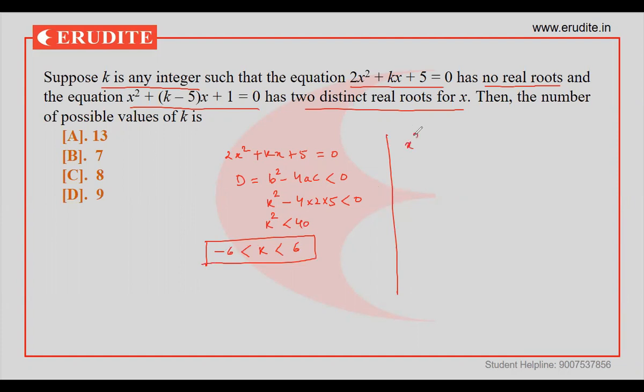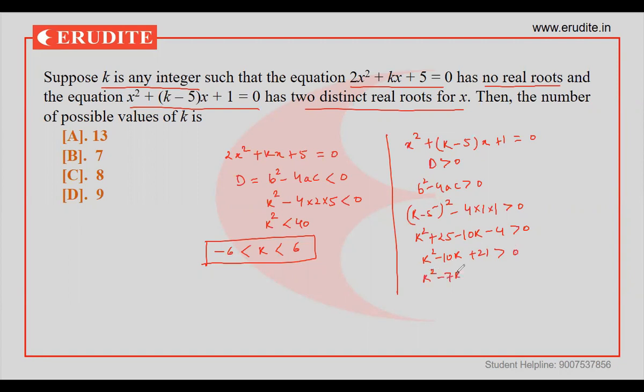Second thing, guys: for an equation, if there are two distinct roots, then the discriminant should be greater than 0. That is, b square minus 4ac should be greater than 0. If I do this here, k minus 5 whole square minus 4 into a, which is 1, and c, which is 1, is greater than 0. This is k minus 5 whole square, which is k square plus 25 minus 10k minus 4, greater than 0. K square minus 10k plus 21 is greater than 0.